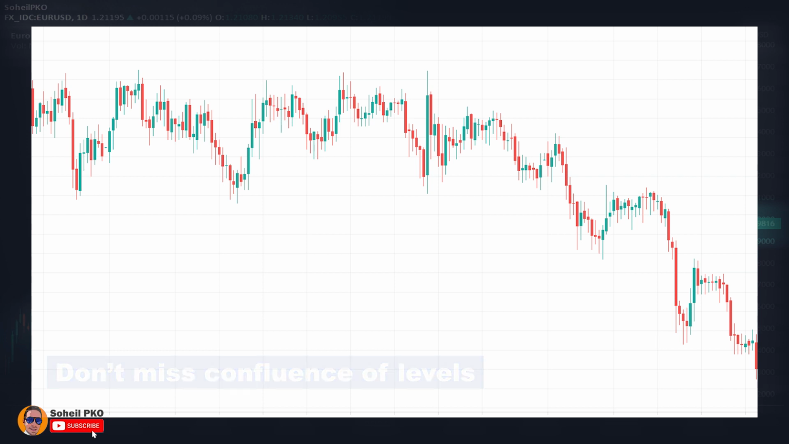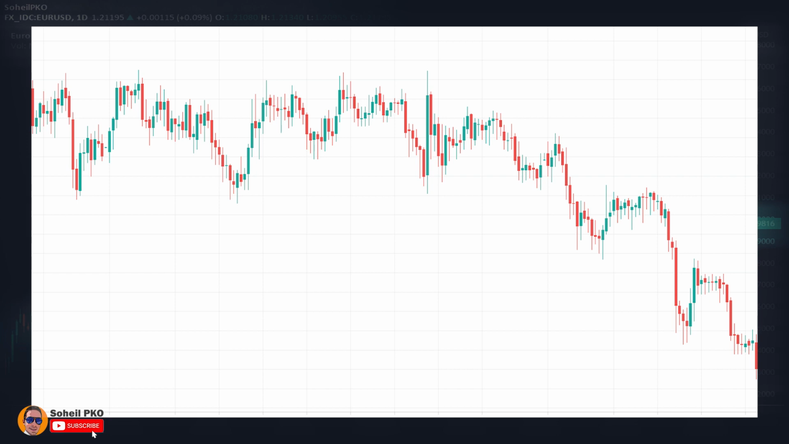Don't miss confluence of levels. Confluence of levels provides you strong areas that can hold significantly. Always try to look for confluence of levels because it actually shows that market participants have special attention to those areas and show reaction to those areas one way or another.